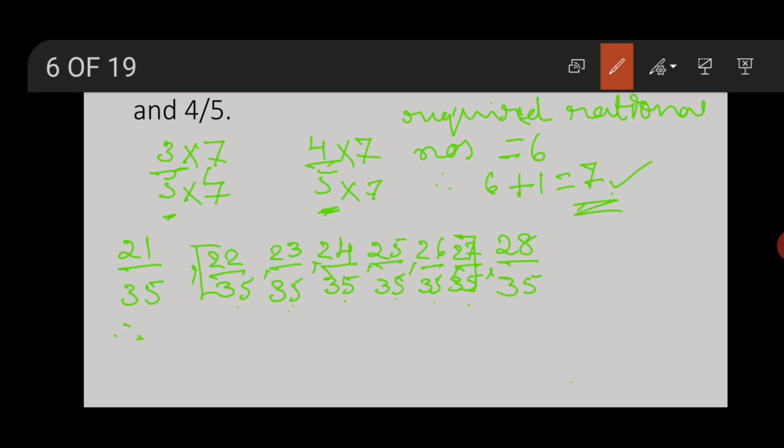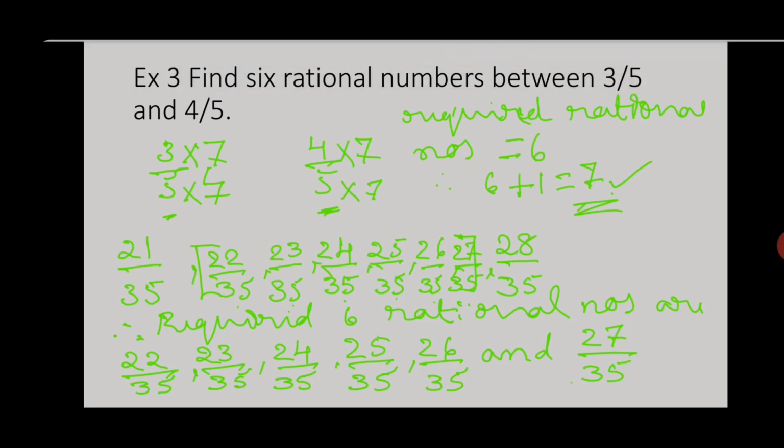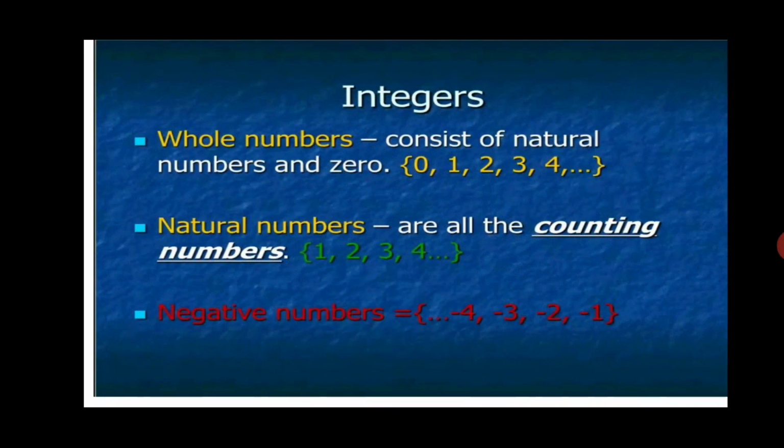Count these numbers: 1, 2, 3, 4, 5, 6. Therefore the required 6 rational numbers are written down one by one: 22 divided by 35, 23 divided by 35, 24 divided by 35, 25 divided by 35, 26 divided by 35, and the last number, 27 divided by 35. Did you get this?